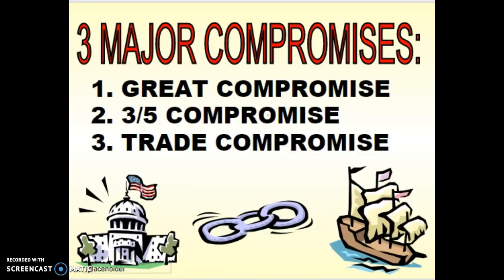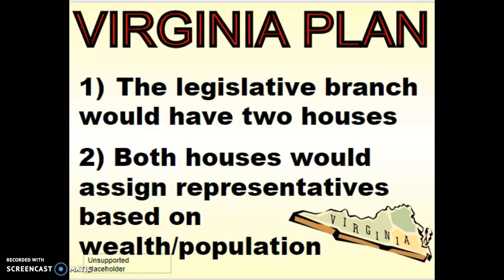While at the convention, there were three major compromises that the men had to come up with in order to create our Constitution. The first one is the Great Compromise. Now, with the Great Compromise, there were two schools of thought. The first one was the Virginia Plan. This is a plan by the large states where it said that we wanted to have two houses. It would be like the House and Senate today, but both of the houses would be assigned based on a state's wealth, which is money, or population.